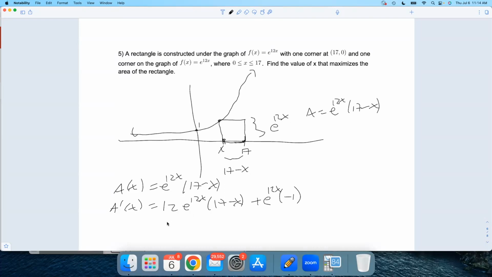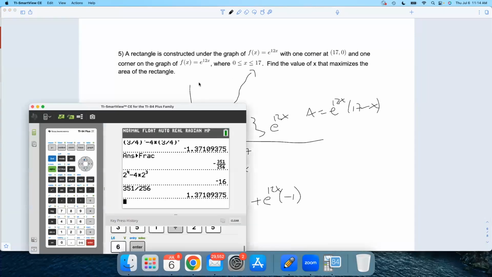Okay, and now I think it would be helpful to clean this up. So we're going to get 12 times 17. Let's see what that is.